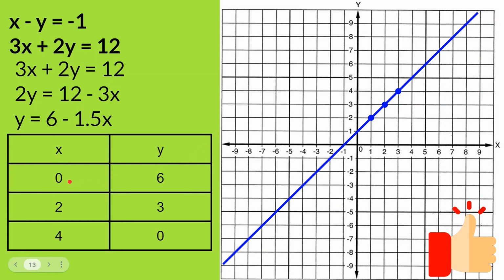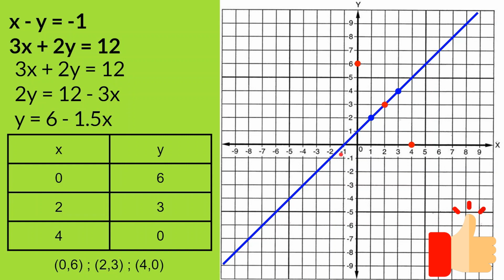So when x is 0, it is 6 minus 0, that is 6. When x is 2, it is 6 minus 3, that is 3. And when x is 4, it is 6 minus 6, that is 0. So we have got our ordered pairs (0, 6), (2, 3) and (4, 0). So let's plot them. So (0, 6) will be here, (2, 3) will be here and (4, 0) will be here.